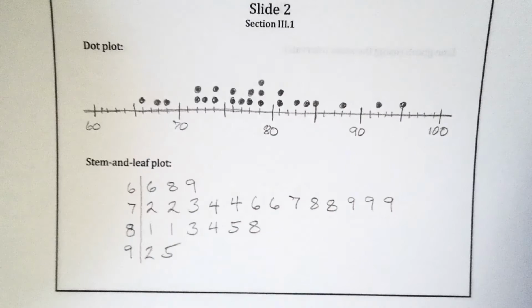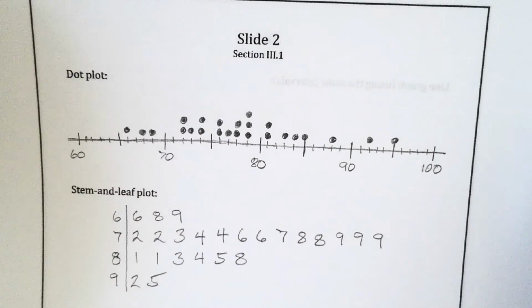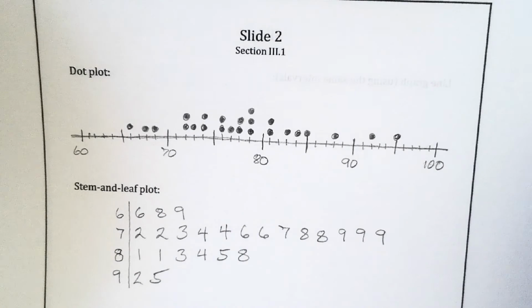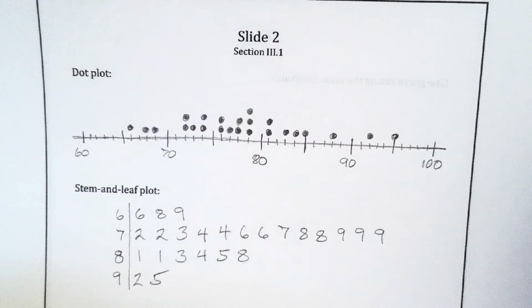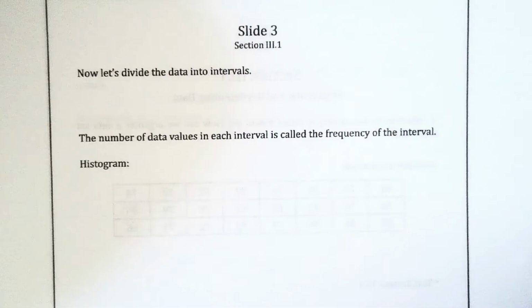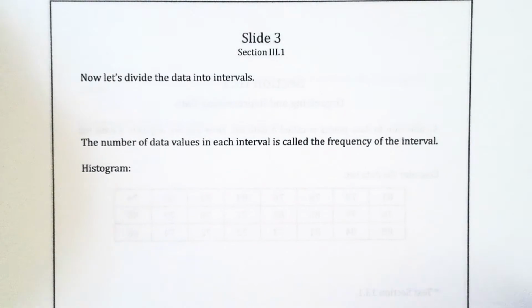Okay, but sometimes the data set may be so large that we don't want to see every score on there. We just want to see more general trends. So let's divide the data into intervals. It's natural, I think, to do 60s, 70s, 80s, and 90s.